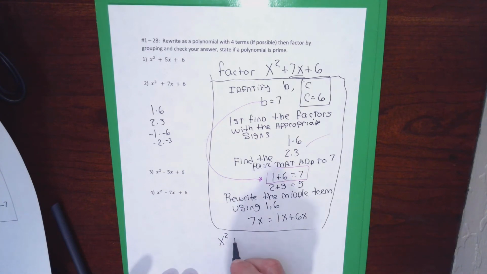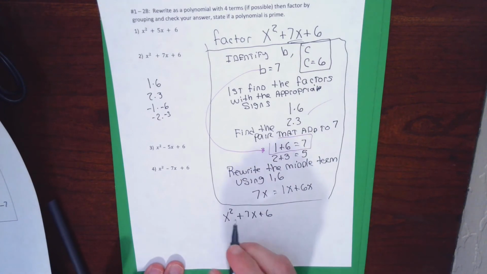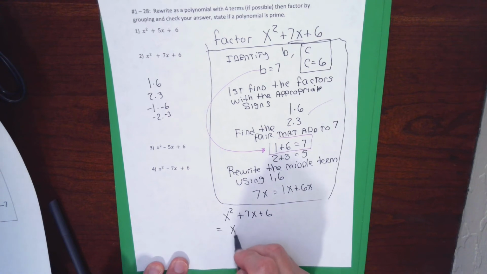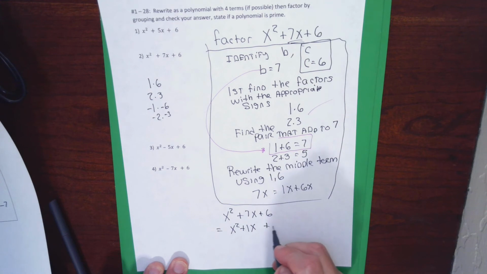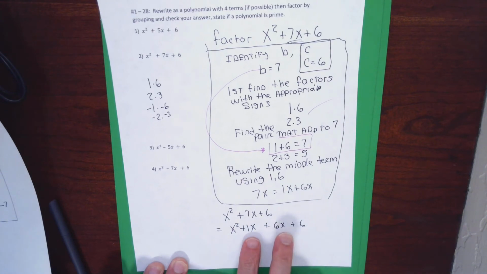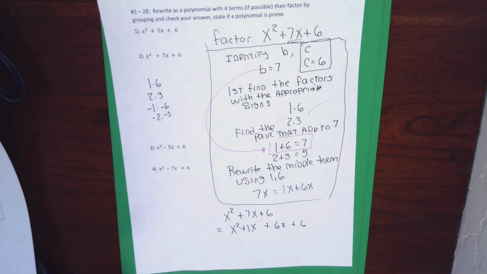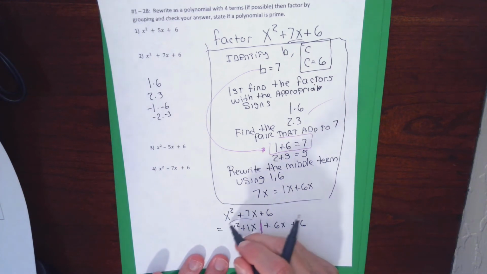I'm going to rewrite the problem x squared plus 7x plus 6, which is a problem that you may or may not know how to factor, but I can transform it into a problem that I should know how to factor because of what we did in the last section. So I'm going to rewrite the problem as x squared plus 1x plus 6x plus 6. If I simplified this problem, it would absolutely equal the line above it. Now that I have the problem rewritten with 4 terms, I know a technique for factoring problems with 4 terms. I split it into groups of 2.